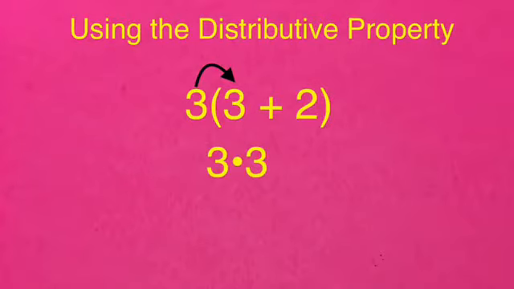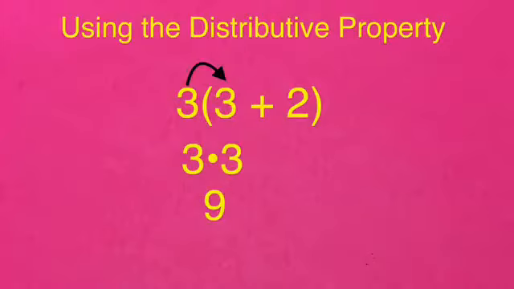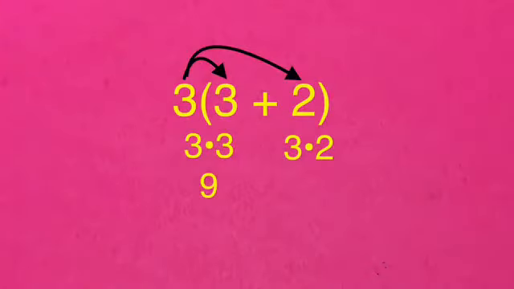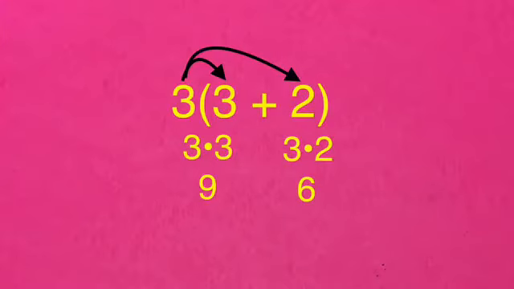I start first by distributing the 3 on the outside to the first term on the inside, which is also a 3. 3 times 3. That simplifies to a term of 9. Next, I'm going to give the 3 on the outside to the 2 on the inside using multiplication. So I will have 3 times 2, which gives me 6.